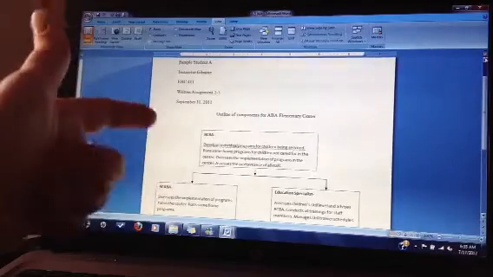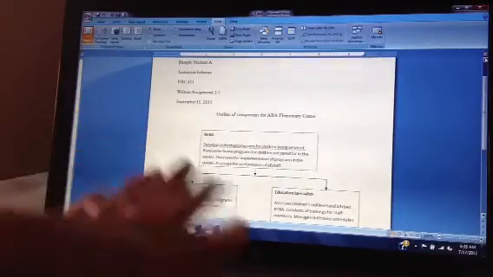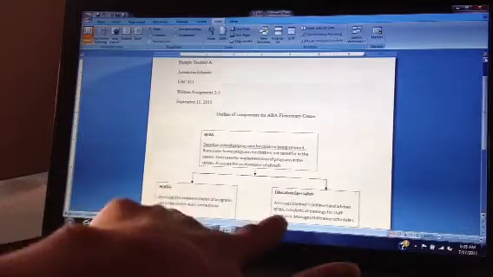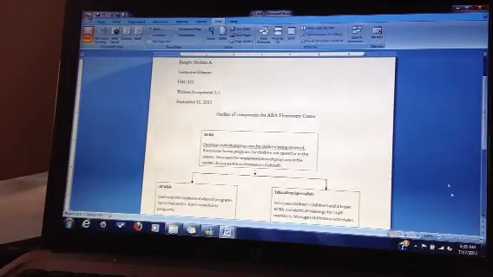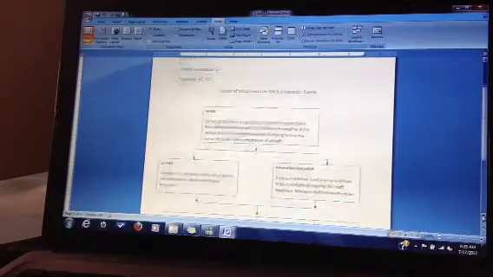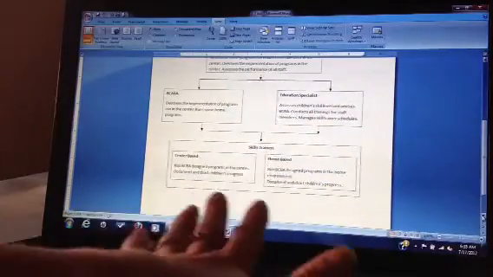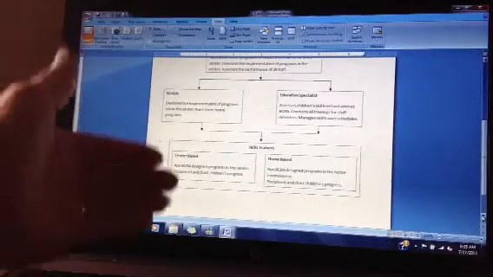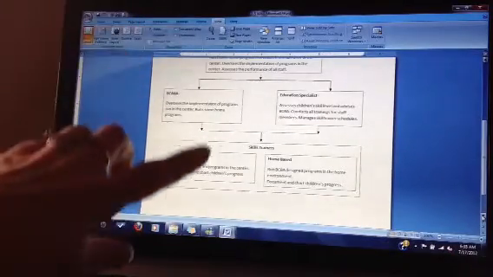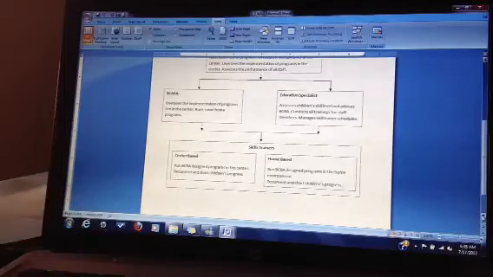For instance, in this sample, the head was the BCBA. From there, it went down to the BCaBA and the education specialist. From there, their directions went to the skills trainers, both center based and home based. So that's a top-down approach as to how direction flows there.